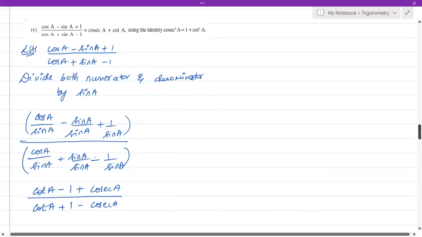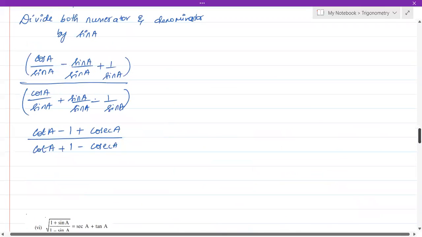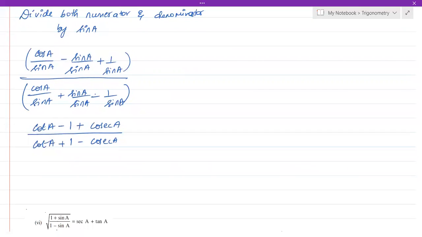From here we are not going to do anything to the denominator. We'll keep it as it is. Let's not worry about the denominator. In the numerator, what I'm going to do is get that 1 to the end. I will rearrange it: cot A plus cosecant A, then I'll write it as minus 1. I've just rearranged it. The denominator stays as it is: cot A plus 1 minus cosecant A. We are not going to worry about the denominator.